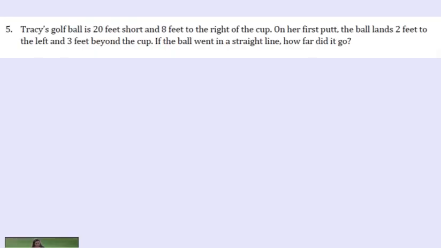So Tracy's golf ball is 20 feet short and 8 feet to the right of the cup. On her first putt, the ball lands 2 feet left and 3 feet beyond the cup. If the ball went in a straight line, how far did it go?